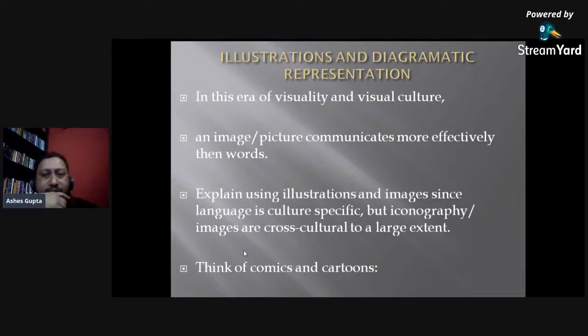Illustrations and diagrammatic representations in research paper is very important. This is what I feel, because in this era of visuality and visual culture, an image or picture communicates more effectively than words. Obviously, think about cartoons or comic strips. You have so many different languages in which cartoons or comic strips are written. Take, for example, the Tintin comic strips. So many different languages. The first comic strip written on Tintin was written by Hergé, illustrated by Hergé in Belgium. But when we read Tintin in Bengali or in English or in Hindi, do we remember that it was written in Belgium?